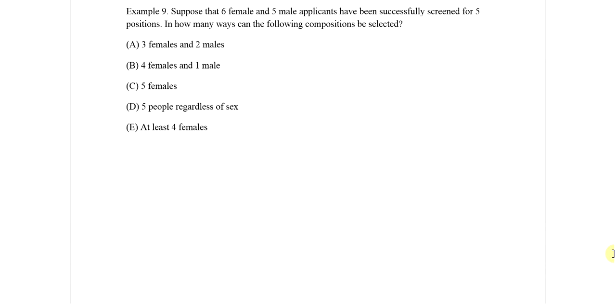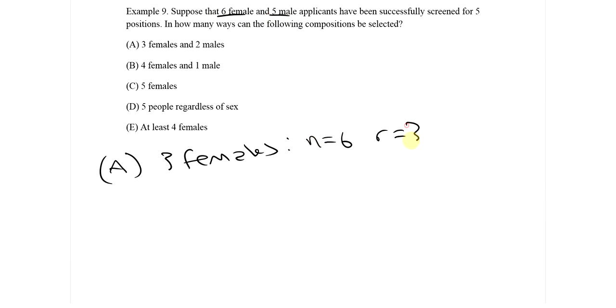Our last and final example, example 9, is in 4 parts. Here, suppose we have 6 female and 5 male applicants who have been successfully screened for 5 positions. In how many ways can the following compositions be selected? Here, for part A, we have 3 females, 2 males. So we have 6 females, 5 males. So from 6, we are choosing 3. For all of these, order doesn't matter, because these 5 positions are likely all the same.